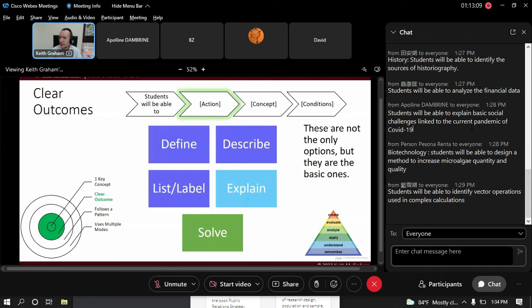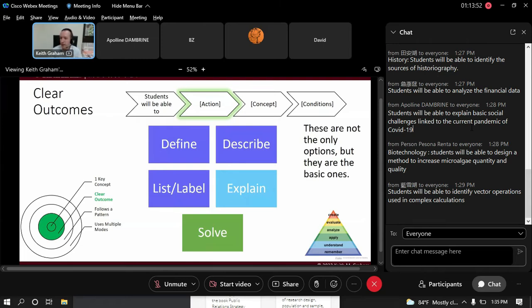Next one, students will be able to identify the sources of historiography. So I don't know much about this topic, so it's hard for me to comment. But like I said with some of the other topics, as long as there aren't too many sources or too many steps, then this can be a fine outcome. But if this is like, for example, an entire chapter of a book or even multiple chapters of a book, then it's probably too broad. You as a content expert will have to determine that.